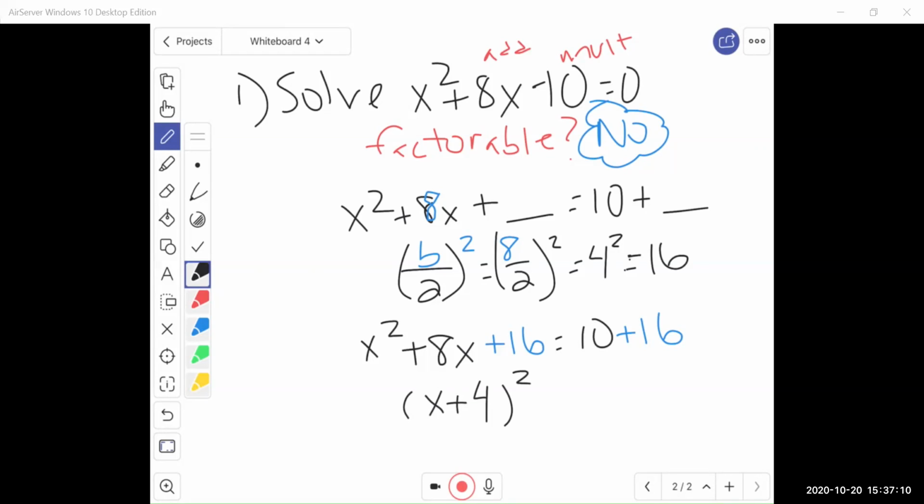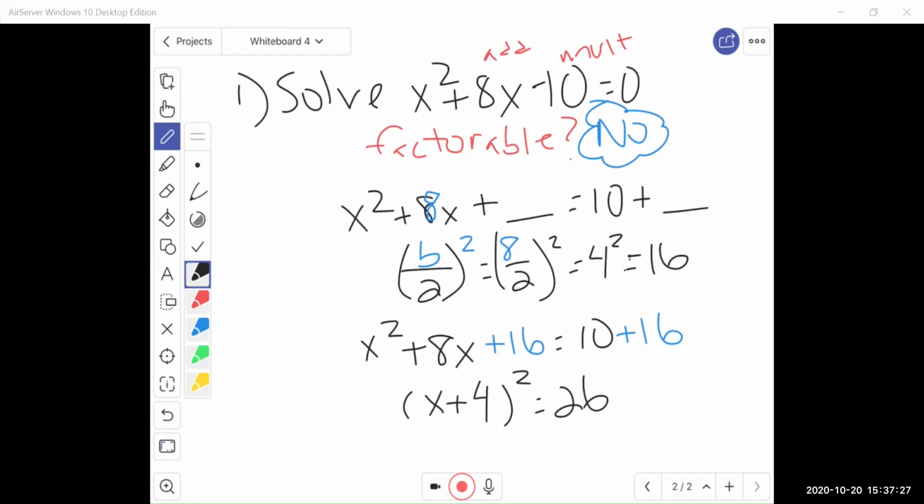So how do I figure out that this number is 4? It's actually the b divided by 2. 8 divided by 2 is 4. What do we have on the right-hand side? 10 plus 16 is 26. And now I can just solve.